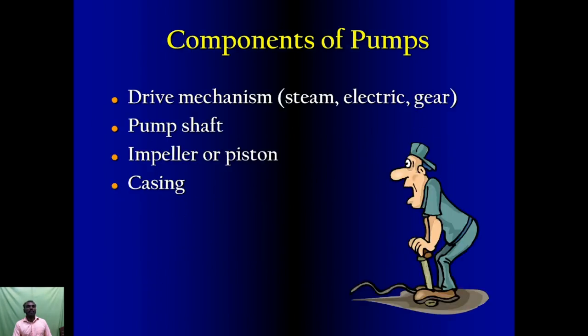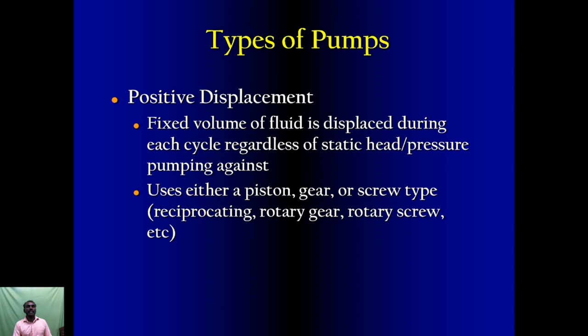Main components of a pump set: the drive mechanism, whether steam, electric, or gear type; the pump; the second thing is the pump shaft; then impeller or piston; then the third one is the casing. The types of pump: we have two types, positive displacement type, and the second is non-positive displacement.